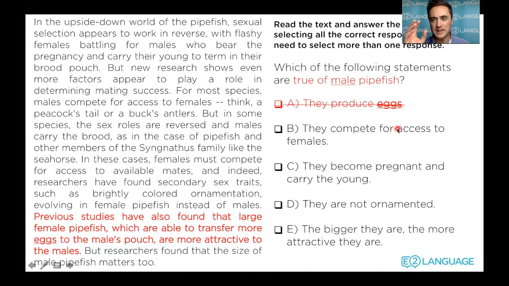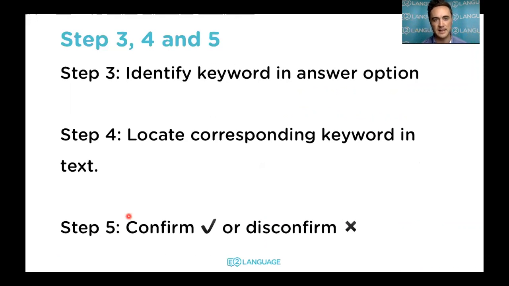What you'll notice is that I haven't read the entire text. There's not enough time. So instead of reading the entire text and then asking, do male pipefish produce eggs? You find the keyword here, you find the corresponding keyword there, you read that section of the text and you confirm or disconfirm. That's the method. That's what it comes down to.